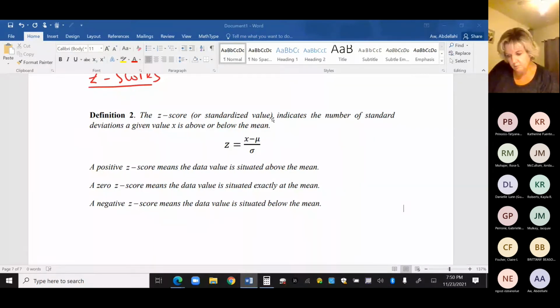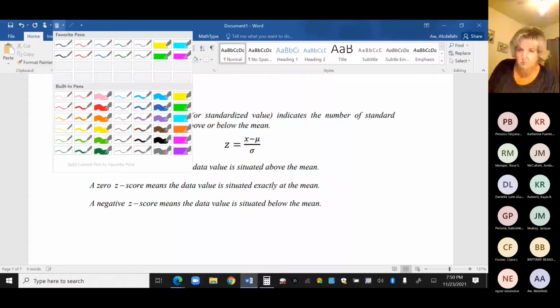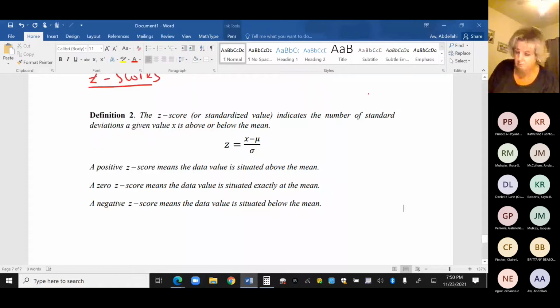So basically, my data is right here. This is the mean right here. If I have a data value X, I want to know how many standard deviations X is above the mean or how many standard deviations X is below the mean.